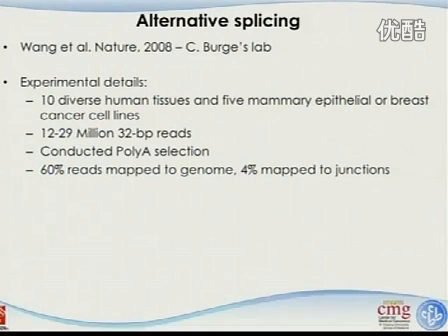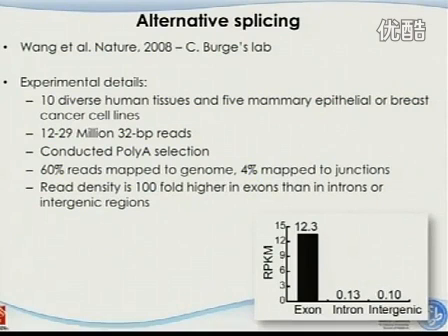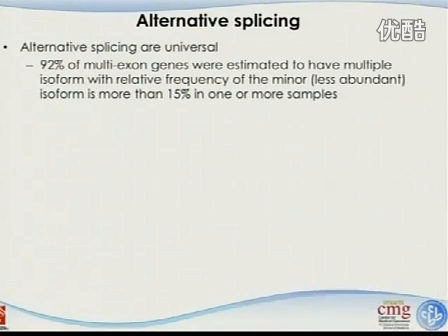They also found that 4% of the arrays mapped to the junctions. And these are 32 base pair arrays, which is very, very short, so it's pretty good that 4% of the arrays mapped to the junctions. They also found that read density is 100-fold higher in exons than in introns or intergenic regions. You can see in the exons, on average, it's 12.3 RPKM, but for introns and the intergenic regions, it's much, much lower, which tells us that their experiment did pretty well.